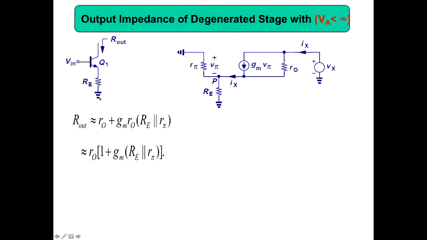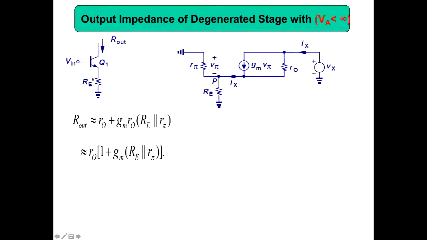When you put Re equal to 0, your output impedance equals RO, with early effect but without Re. You know what I meant? So when you short Re, Re equal to 0, this term will go, and you get R out approximately equal to RO. That is correct: the output impedance of a transistor with early effect is RO when Re equal to 0.